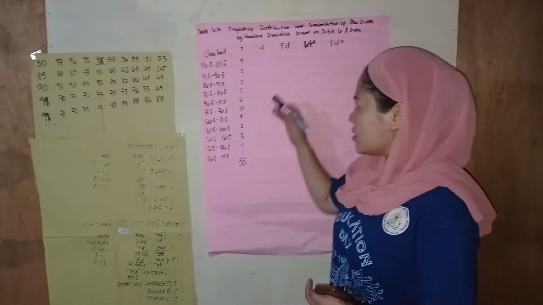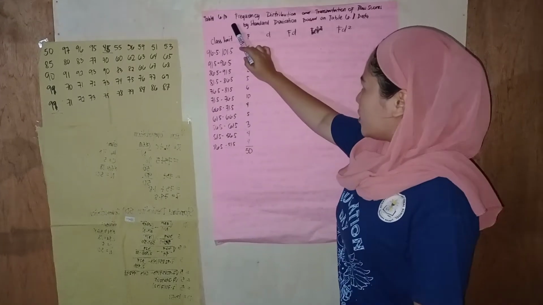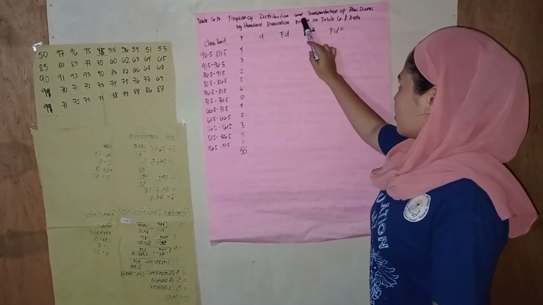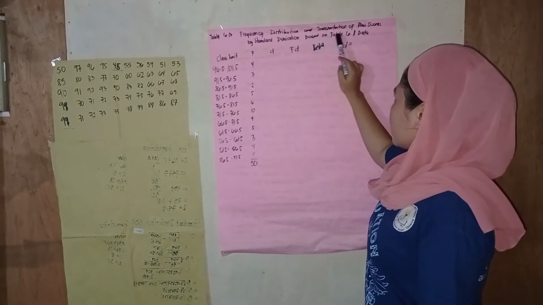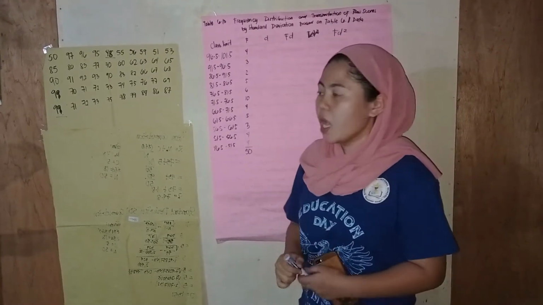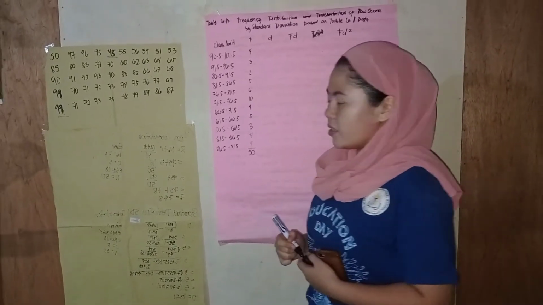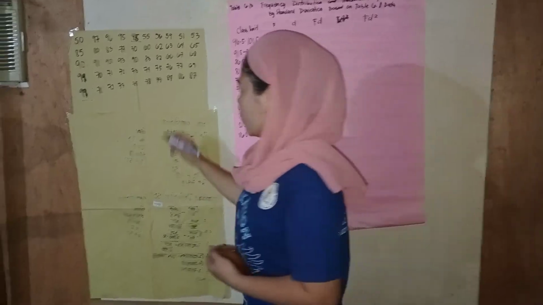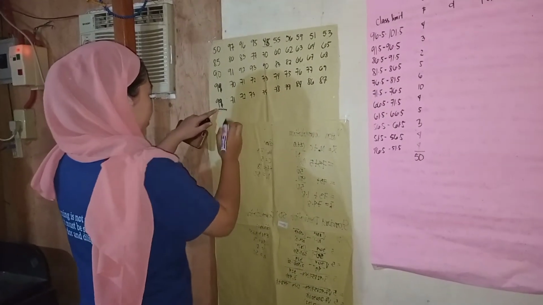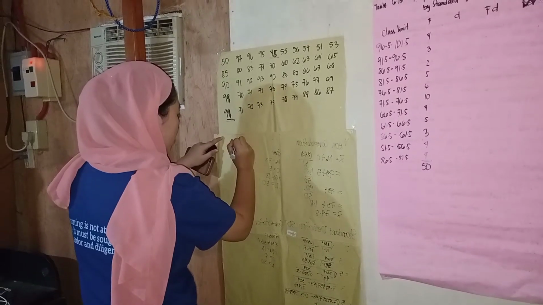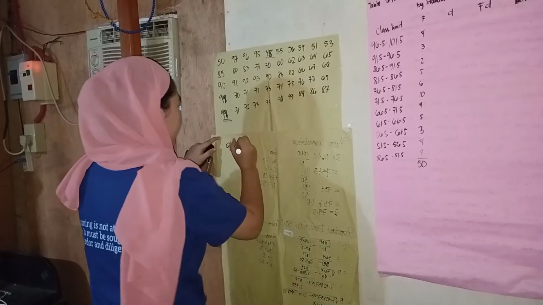For today, this is my own artificial data, all about Table 6.13 Frequency Distribution and Transmutation of all scores by standard deviation, based on Table 6.11 data. So now, we need to find the range and class interval. Here is my table. Our highest score is 99, and our lowest score is 45.